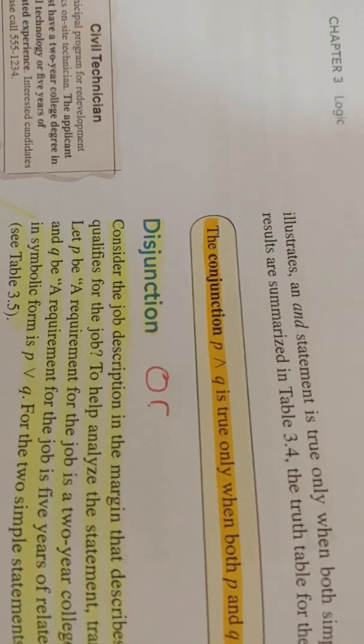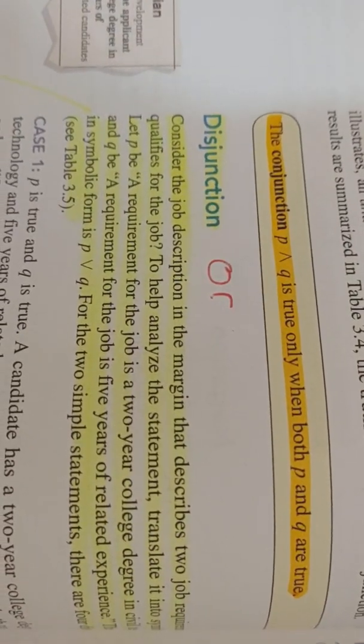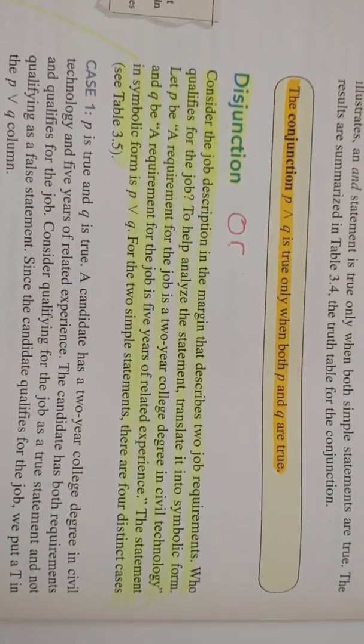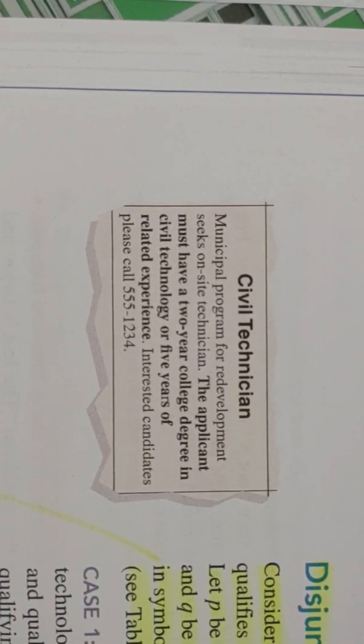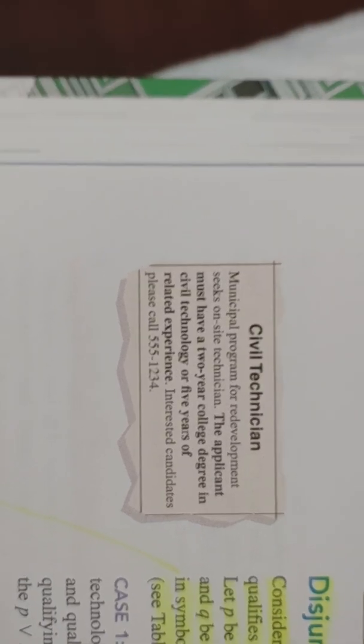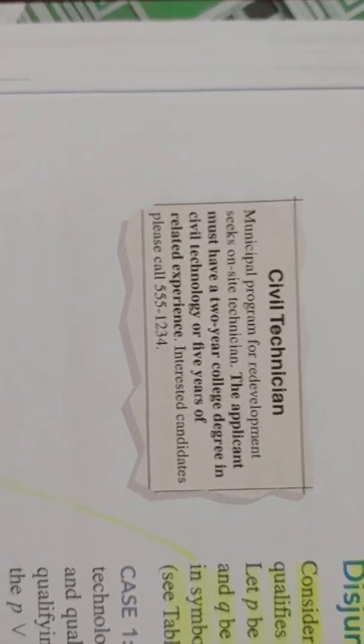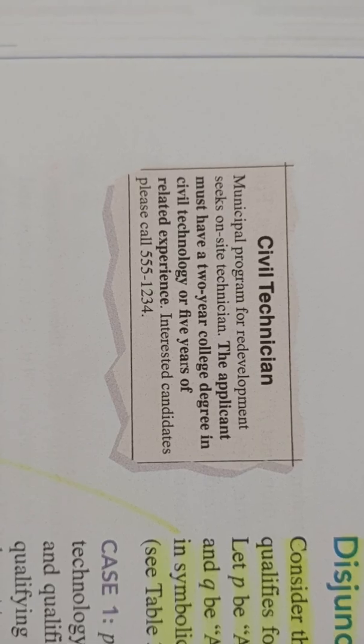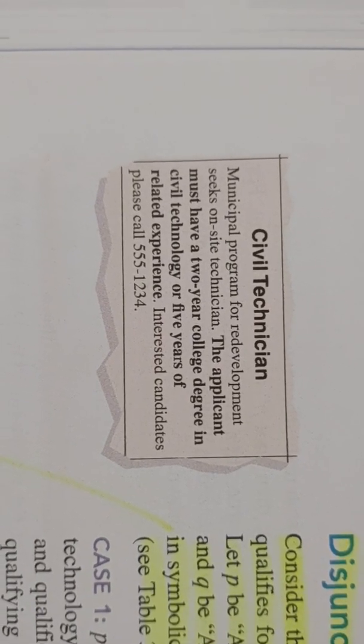When we talk about a disjunction, we're talking about or. Okay. So consider the job description in the margin that describes two job requirements. Who qualifies for the job? So the job description says, municipal program for the redevelopment seeks on-site technicians. The applicant must have a 2-year college degree in civil technology or 5 years of related experience.